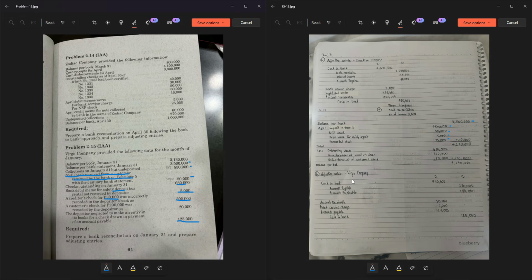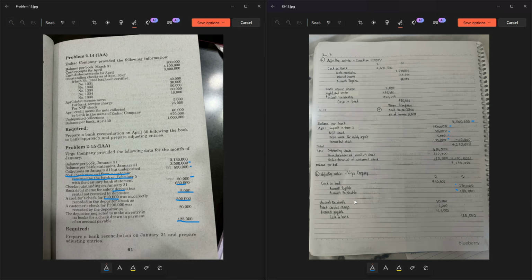Then, adjusting entries for Virgo Company. Cash in bank, 450,000, 270,000 accounts payable, 180,000 accounts receivable. So, accounts payable, galing ito sa overstatement of the creditor's check. Then, yung accounts receivable, galing siya dun sa understatement of the customer's check. Tapos, itong accounts payable, accounts receivable, 50,000.